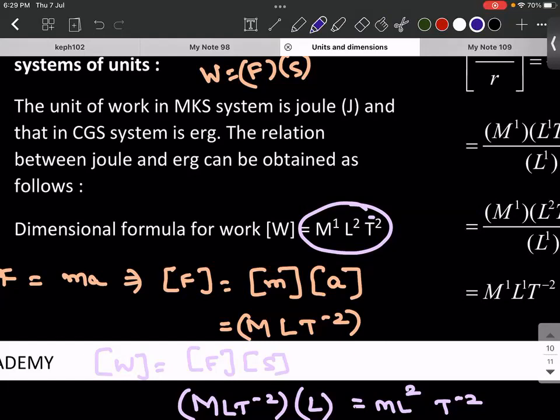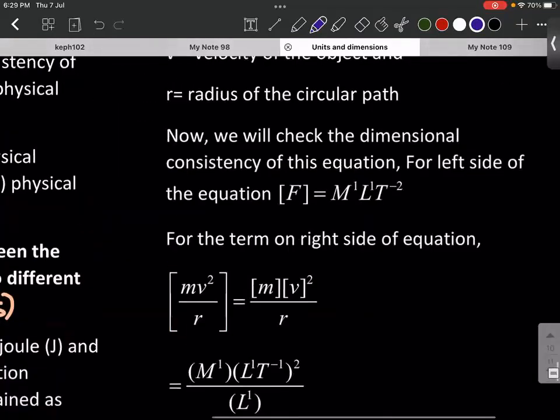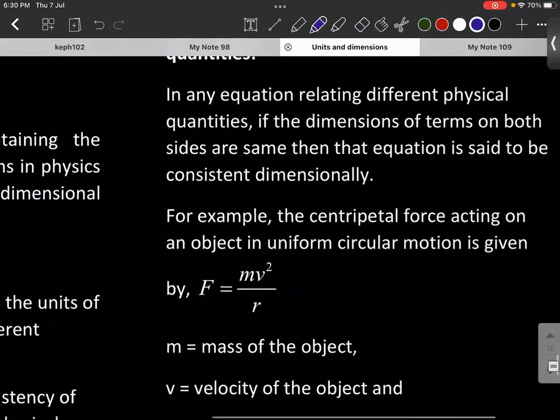In CGS it is, you know what is right. Let's wait for others.